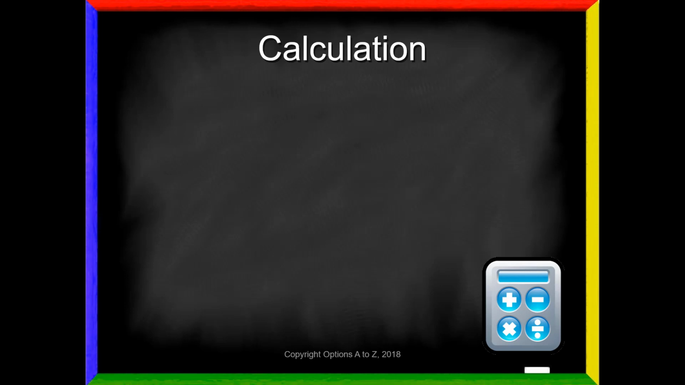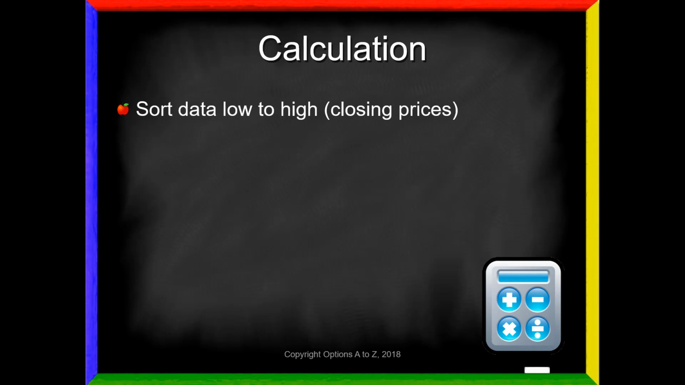The calculation is fairly simple, although it's really tedious, so that's why we have computers to do these for us. But I want to go through it manually so that you understand what you're looking at. But the basic idea is that we're going to take a range of stock prices, let's say the last 6 months or the last year, and we're going to sort the data from low to high based on the closing prices. And then we're going to take the high minus the low, the highest closing price minus the lowest closing price, sometimes what we call the range.